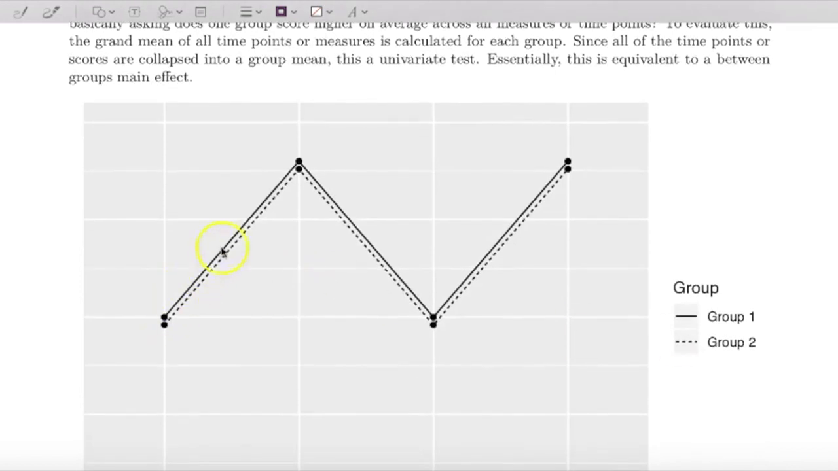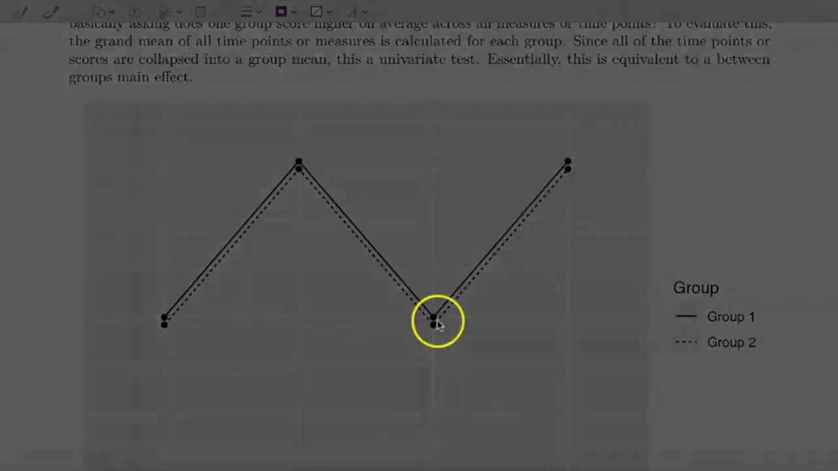They kind of have that same trajectory, and really what we want is, are there differences in the means? That's what we want to see. And this is not very sophisticated. You would just compare the means in the univariate with an ANOVA, with a t-test, etc.